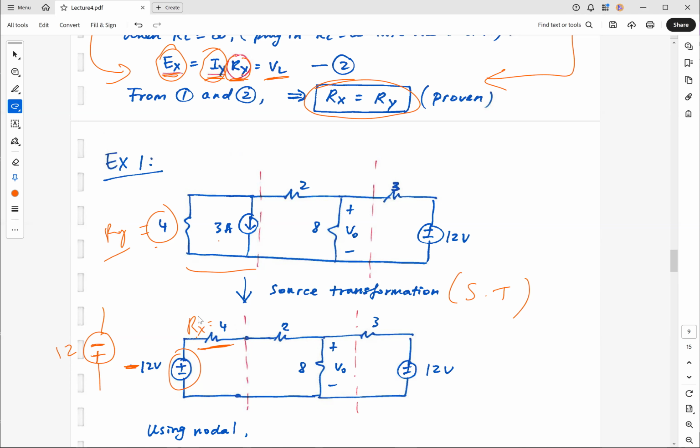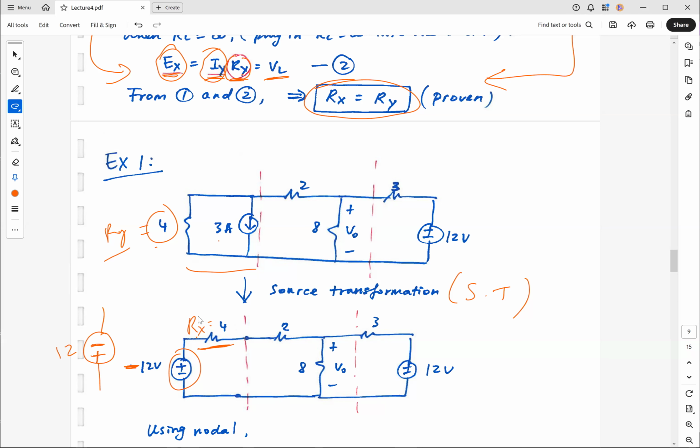Okay, so now we're able to change all the sources into just one single type. I have changed everything to the voltage source. This is the type of source that I want to see in this circuit. So I'm going to carry on with this part here.